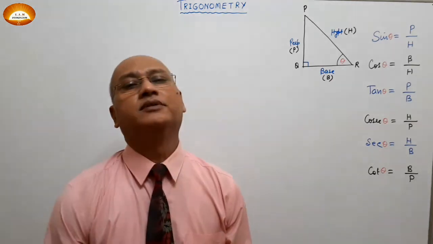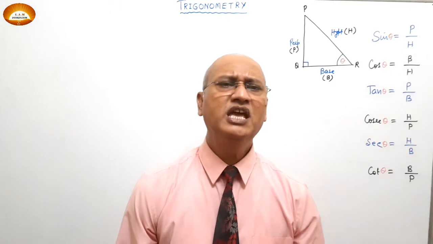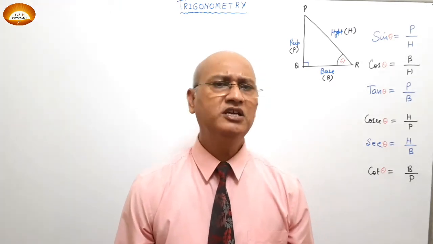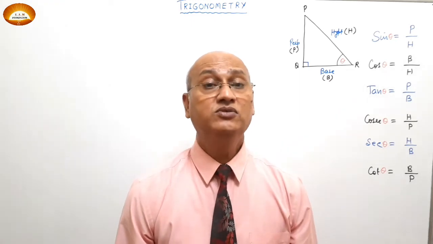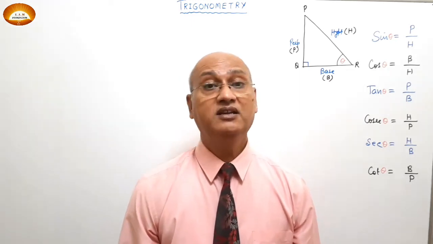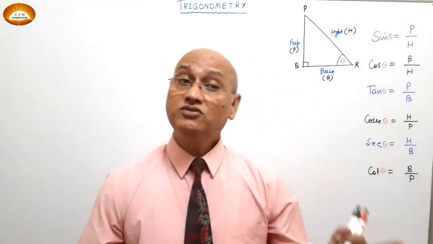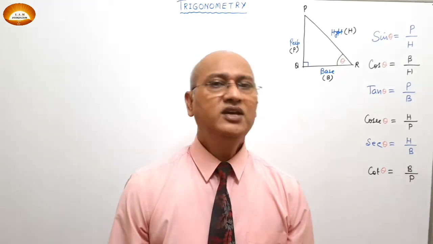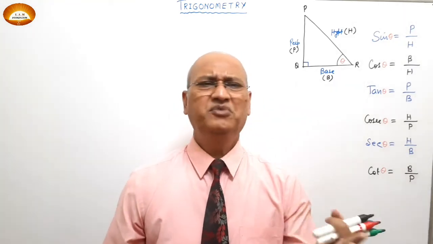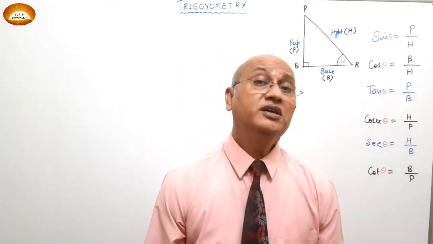Students, you must know the identities from your previous classes: (a plus b) whole square is a square plus b square plus 2ab, and a square minus b square is (a plus b) into (a minus b). Same type of identities are the trigonometric identities. The only difference is that instead of a and b, we use the trigonometric ratios. There are three trigonometric identities.